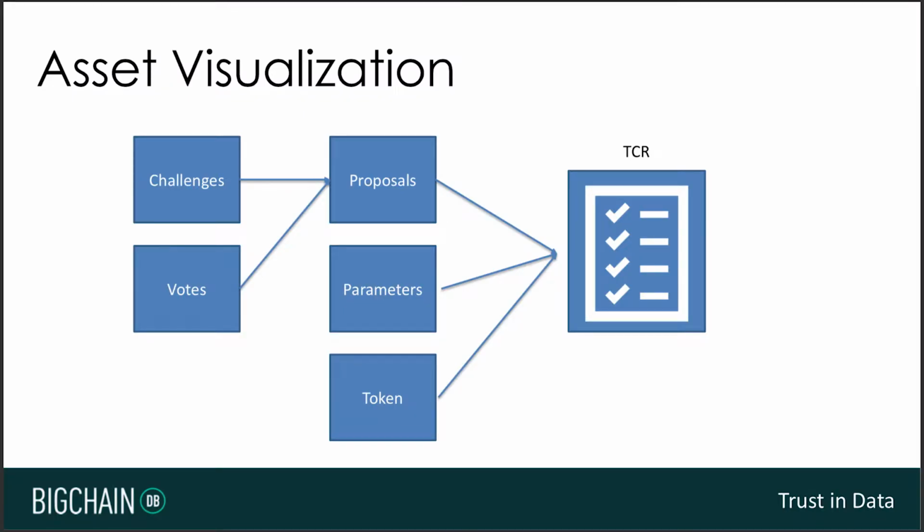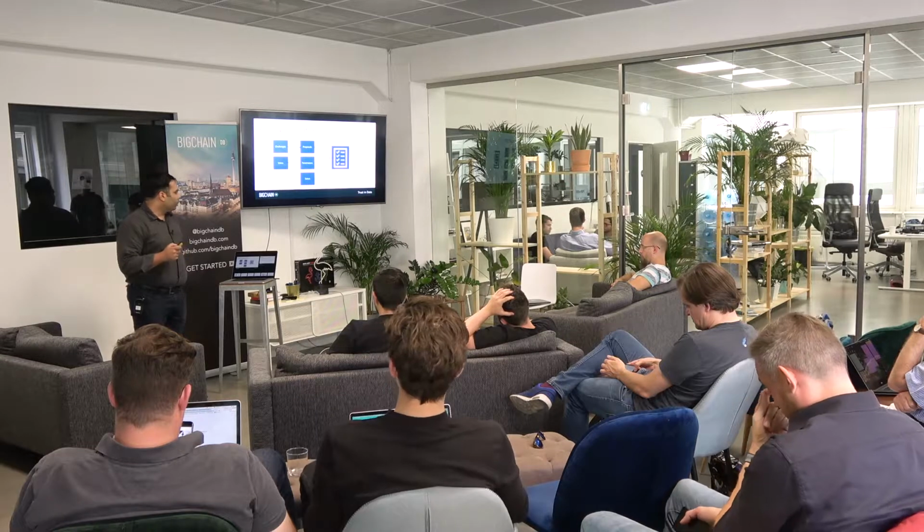On the far right side of the slide, we have the TCR asset itself, which has its own asset ID in BigchainDB, which is unique. We will be linking proposals, parameters, and tokens with this particular TCR because they are directly connected to it. If a proposal eventually becomes a listing, then it is on the TCR. Then we have parameters which are driving this particular TCR, and then we have the token, which is basically contributing towards the stake.